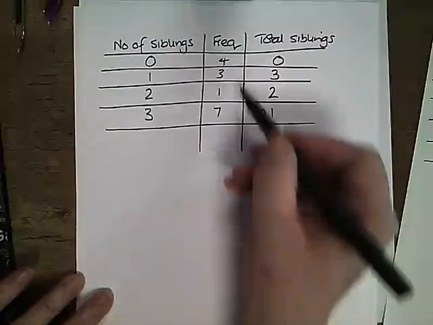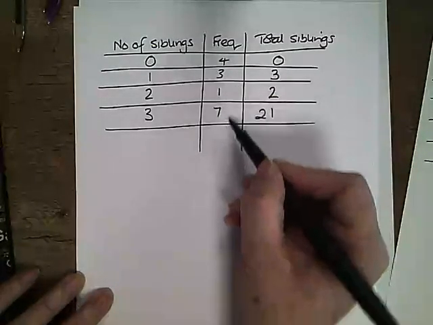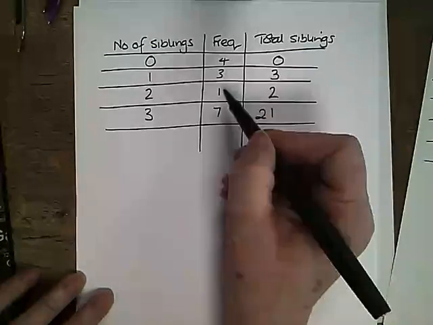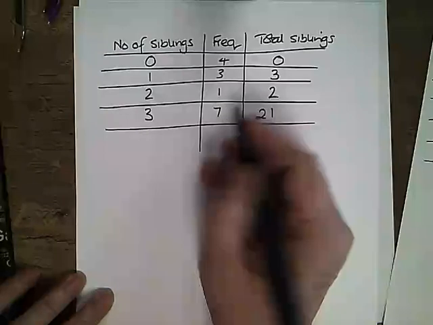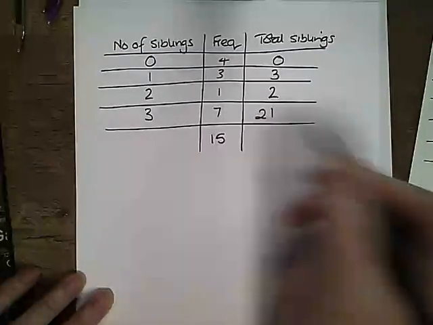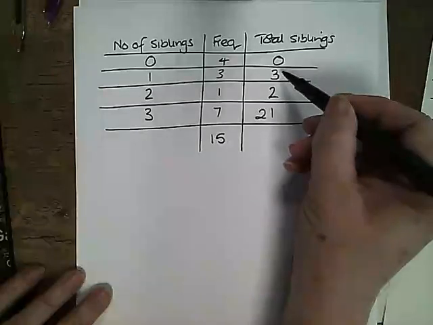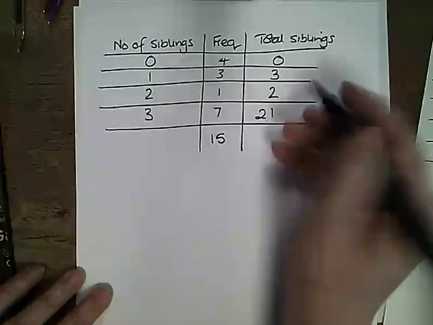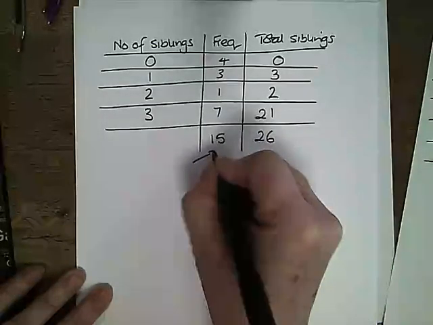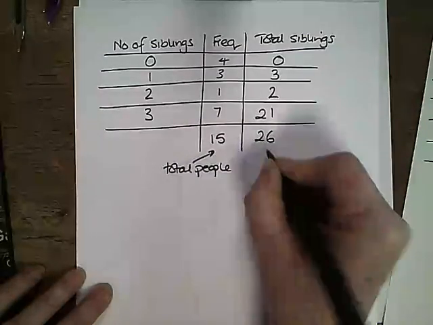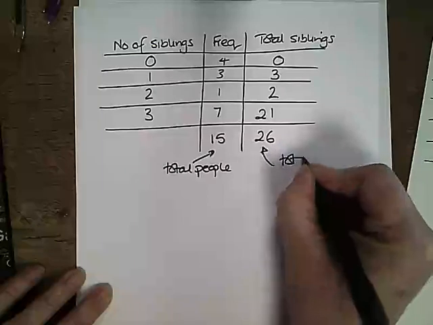The total number of people I asked for this survey is found by adding these numbers together. So 4 and 3 is 7, and 1 is 8, and 7 is 15, total number of people. The total number of siblings that they have between them: 3, 5, 26. So this is total people, and this is total siblings.